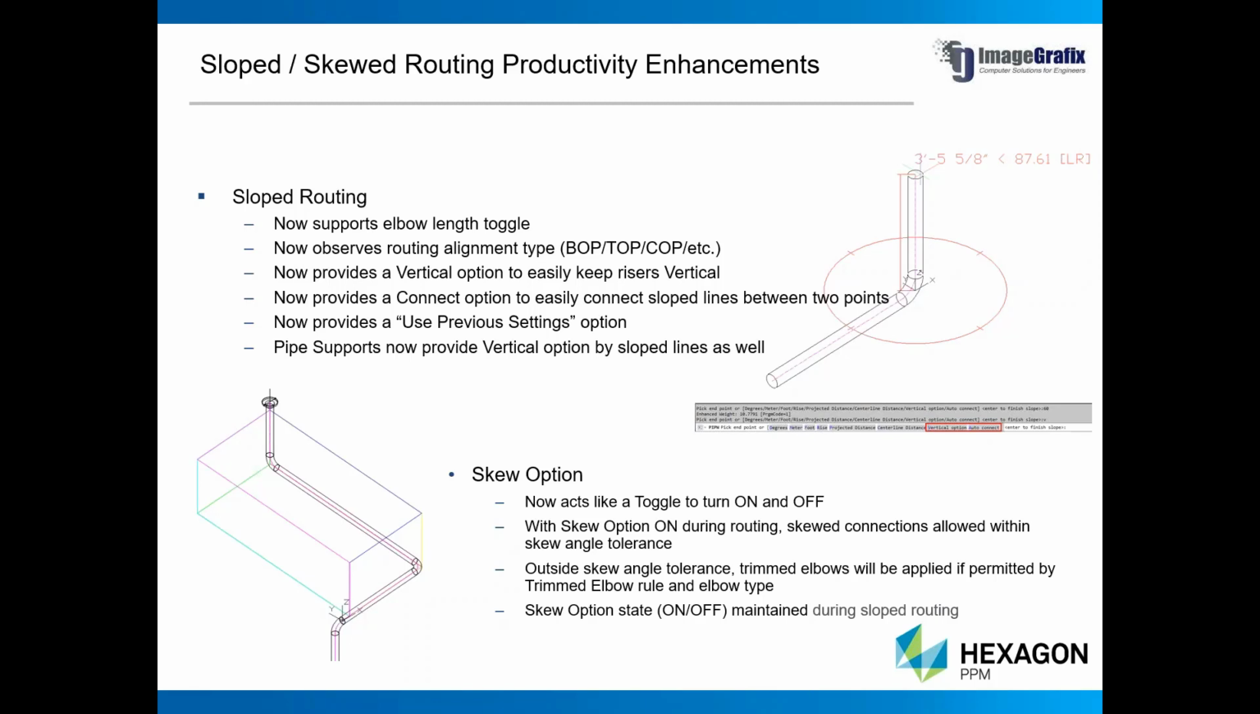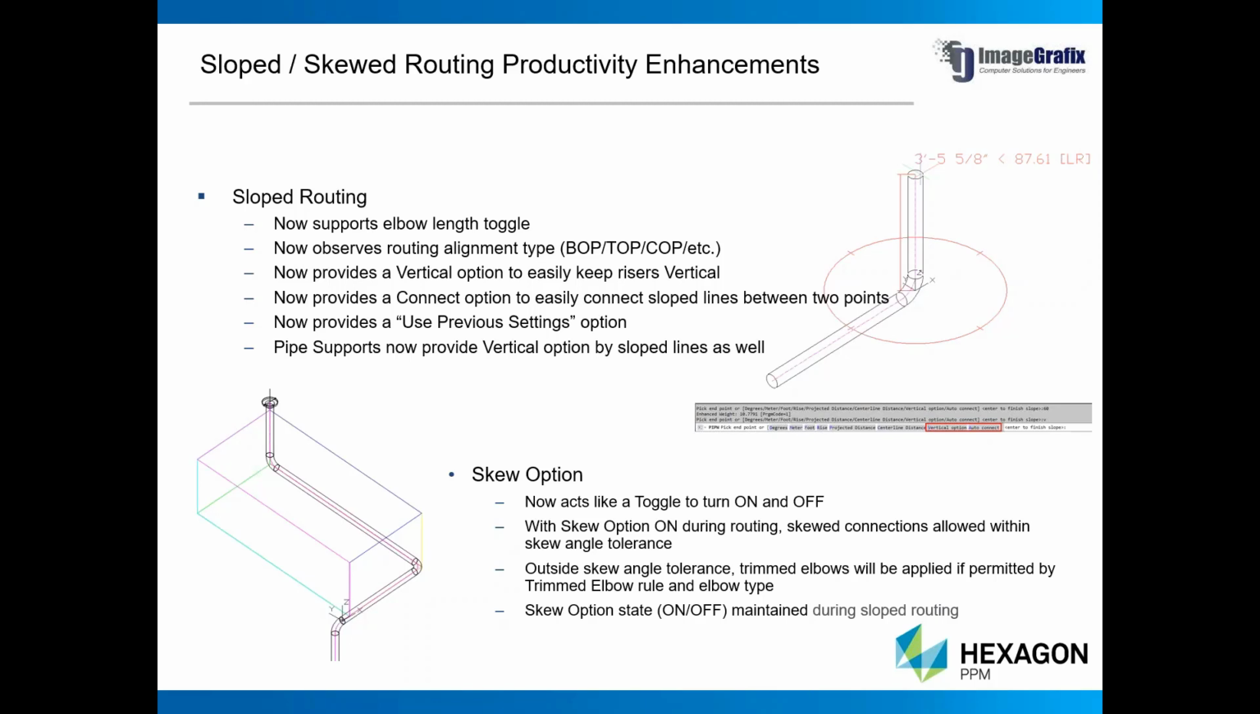All these things are listed, but if you want to change or toggle the elbow length, it is now possible while doing the sloped routing. Also, routing alignments with respect to the bottom of pipe, top of pipe, and the center of pipe are possible now. And it also provides a vertical option to easily keep your risers vertical. So like this, we have options in the sloped routing.